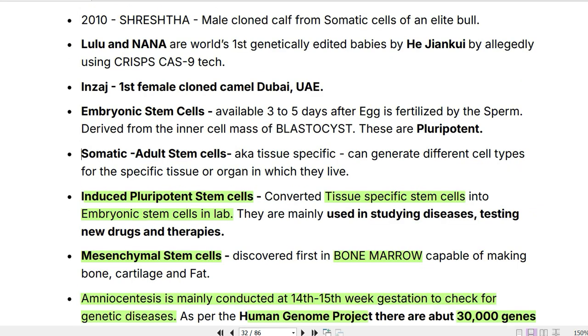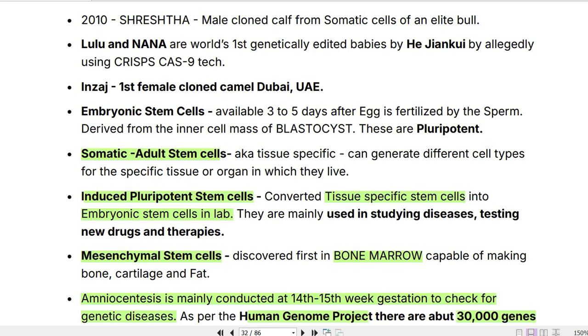Then we have somatic adult stem cells, which are also known as tissue specific stem cells, and they can generate different cell types for the specific tissue or organ in which they live. So for example, we take a stem cell of hair, and then we employ it in our hair, and then our hair will regrow. So these are adult stem cell examples.